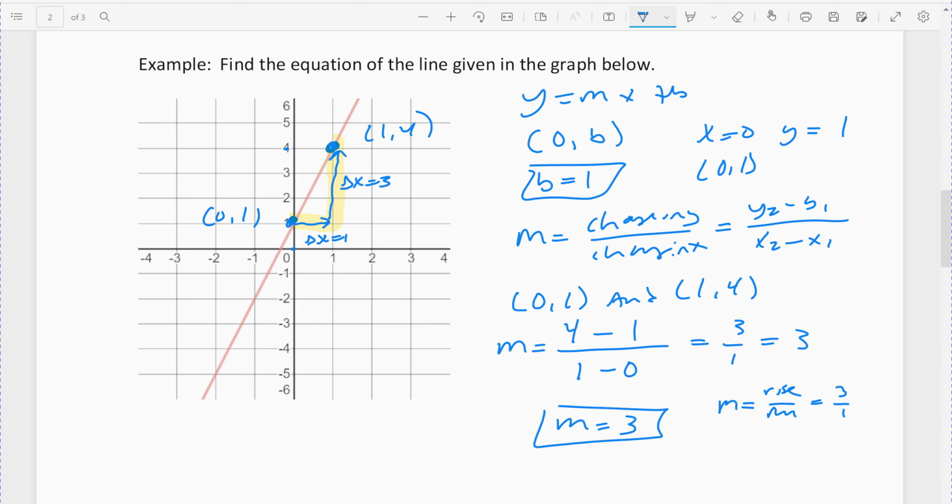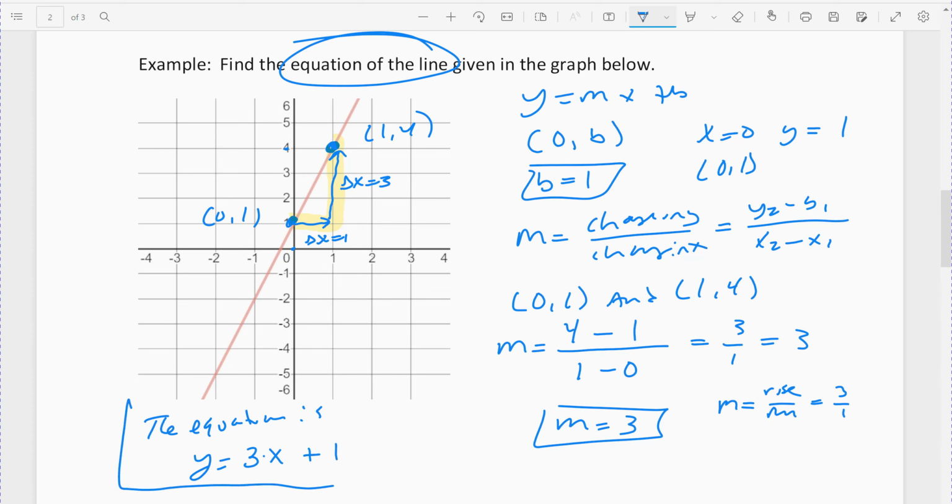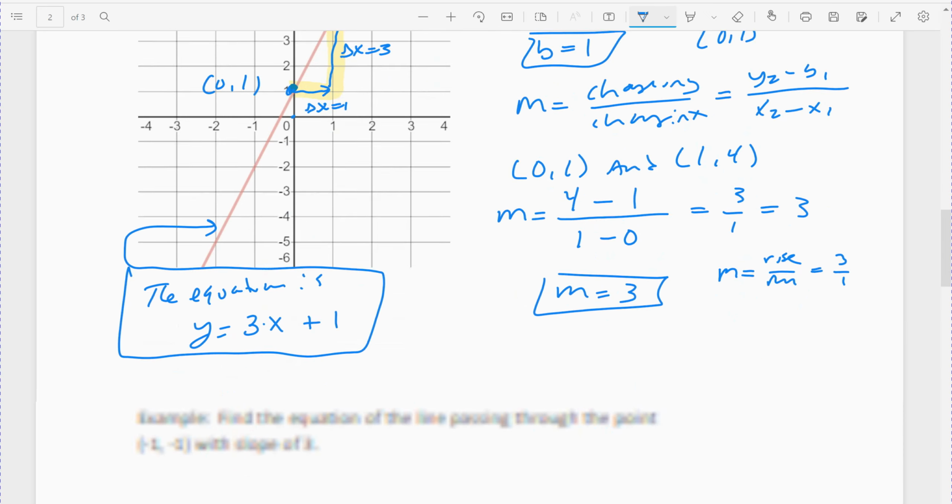And then again, I still haven't given my answer. I need the equation. I haven't written out the equation yet. The equation is y equals slope, 3 times x, plus my y-intercept of 1. So the equation of this line, if I were to graph it again, would be 3x plus 1.